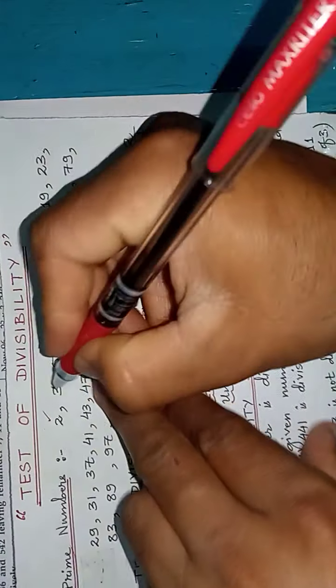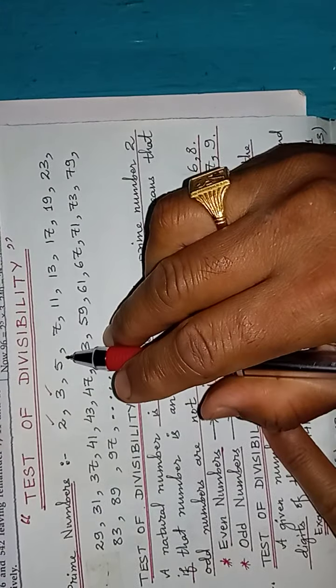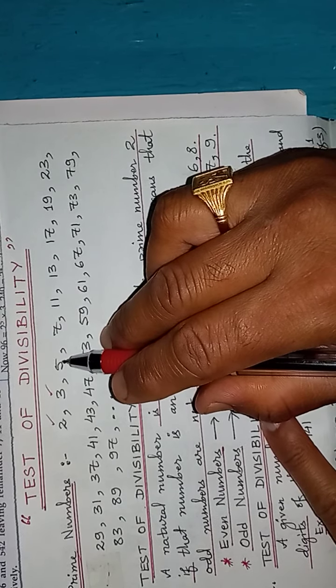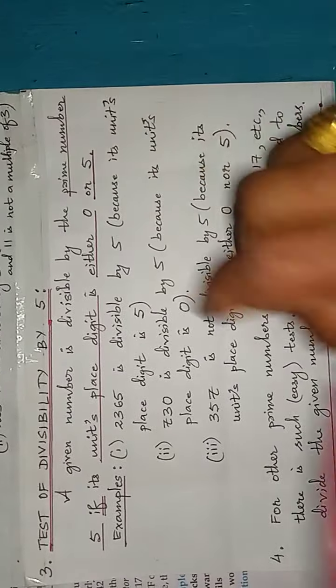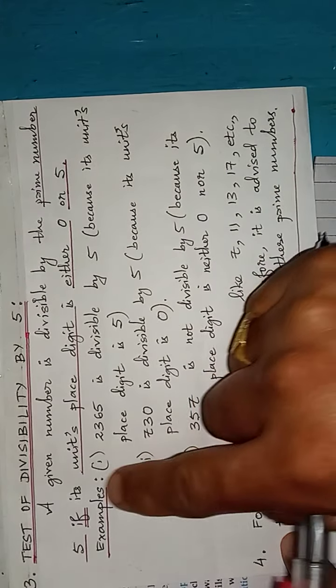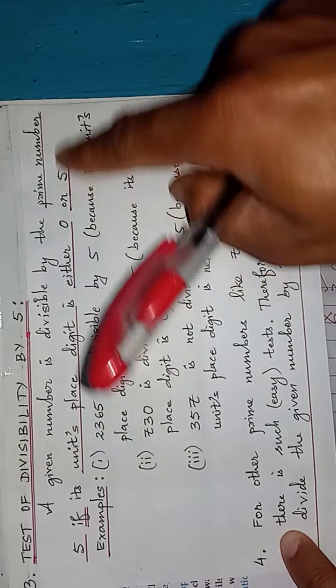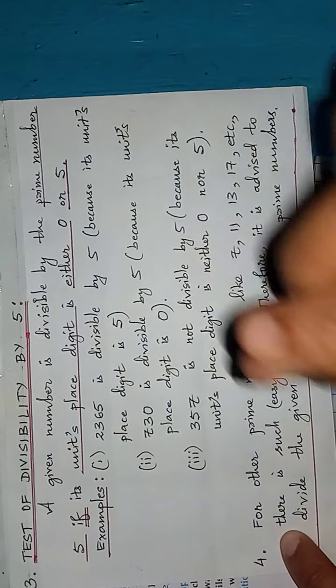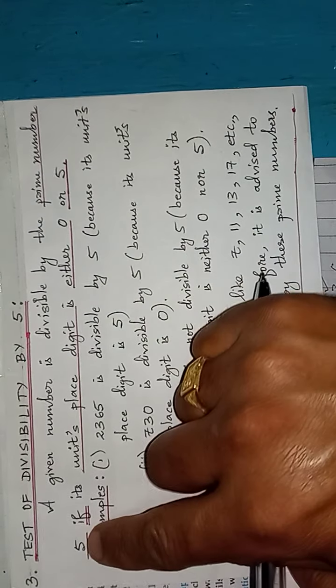After you have learned the test of divisibility for 3, you should learn it for the next prime number, that is 5. How can a number be divided by 5, whether it's divisible or not? So look, here's the test of divisibility by 5. Suppose a number is given to you. Is that number divisible by the prime number 5 or not?